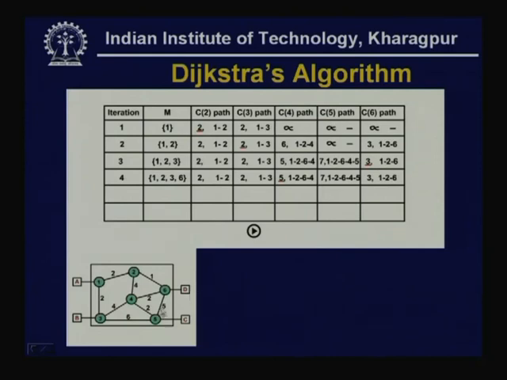So, the number of hops is increasing, as you can see from this, but cost is decreasing. And for 5 the cost remains same, 1, 2, 6, 4, 5. So, cost is 7. Now, this cost also remains same, 1 to 6.